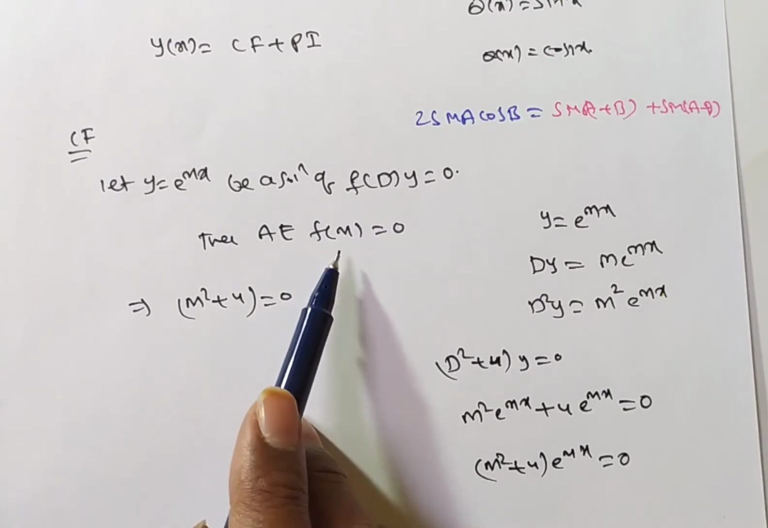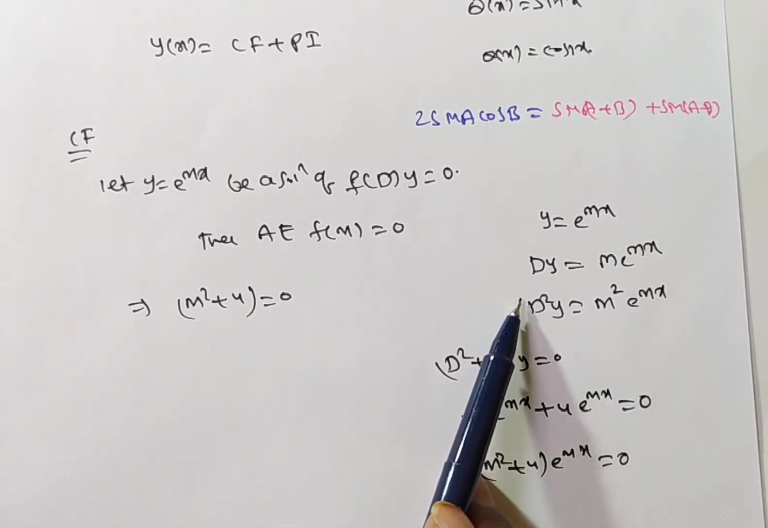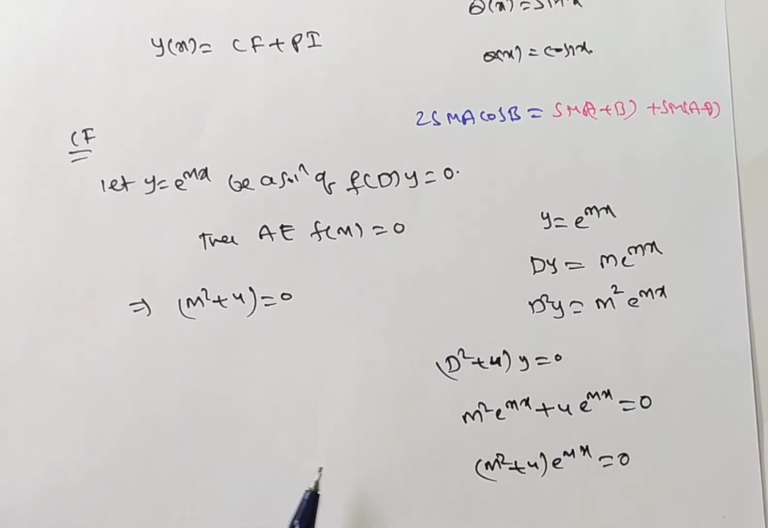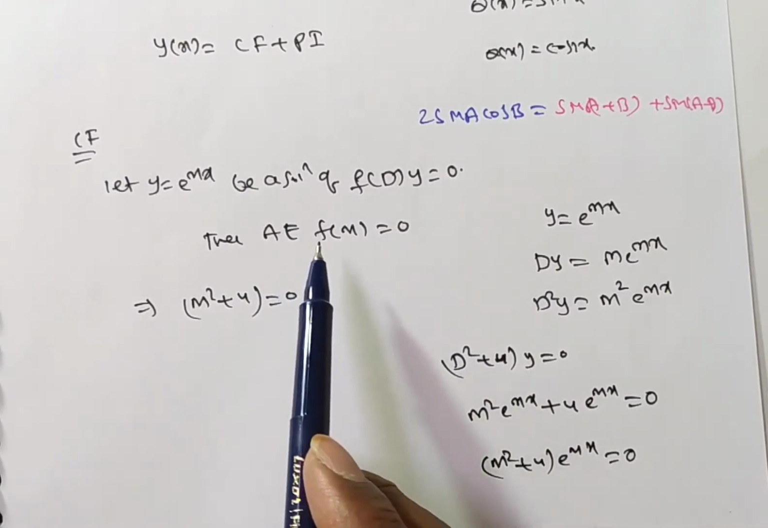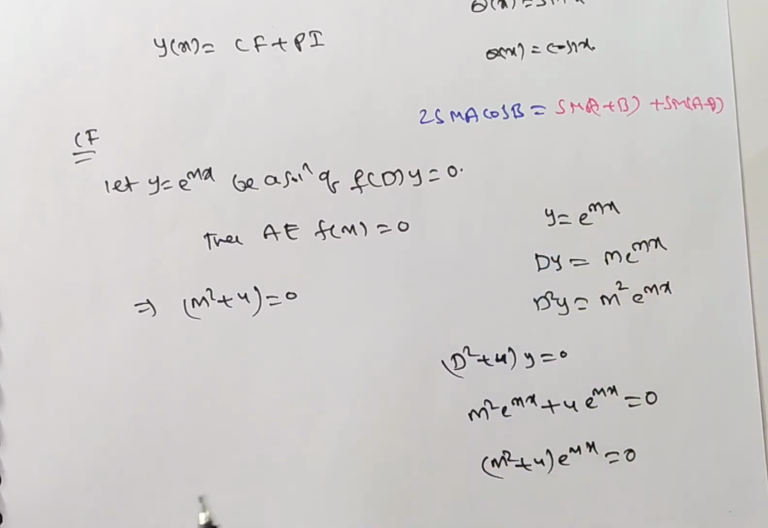So this is called the auxiliary equation. In this case, what we are doing is changing from the differential equation to an algebraic polynomial. For that purpose only we are using this helping equation. This is the function we are using: y = e^(mx).